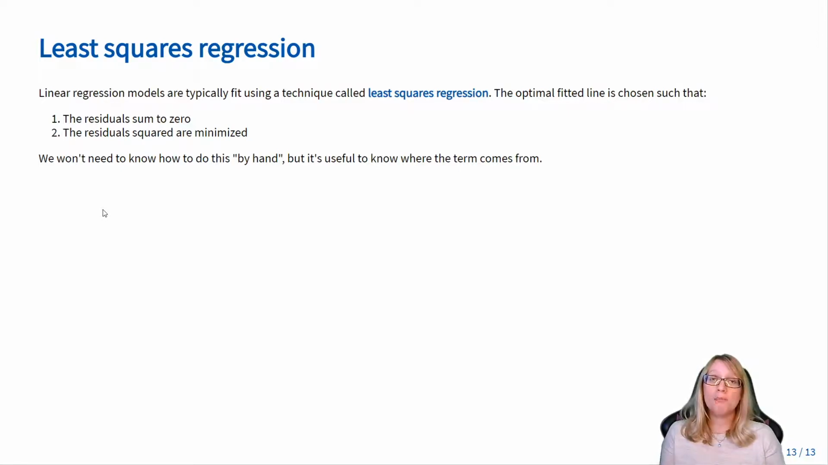So that's our brief introduction to regression. In the next video, we'll look at how regression works a little bit more in depth and how to evaluate it. See you then.